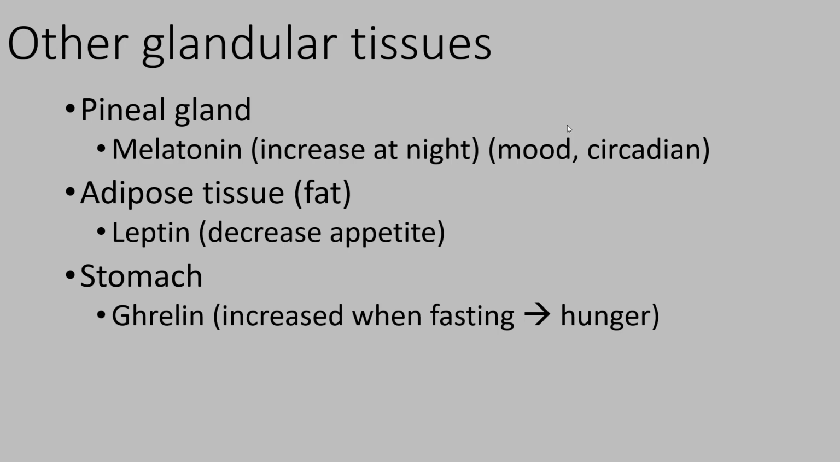Alright, next, adipose tissue. Fat. So adipose tissue releases a hormone called leptin, and leptin helps control appetite. Leptin decreases your appetite, which makes sense. If there's excess adipose tissue, then there's not as much need to eat. So adipose tissue produces a hormone, leptin, which decreases your drive to eat.